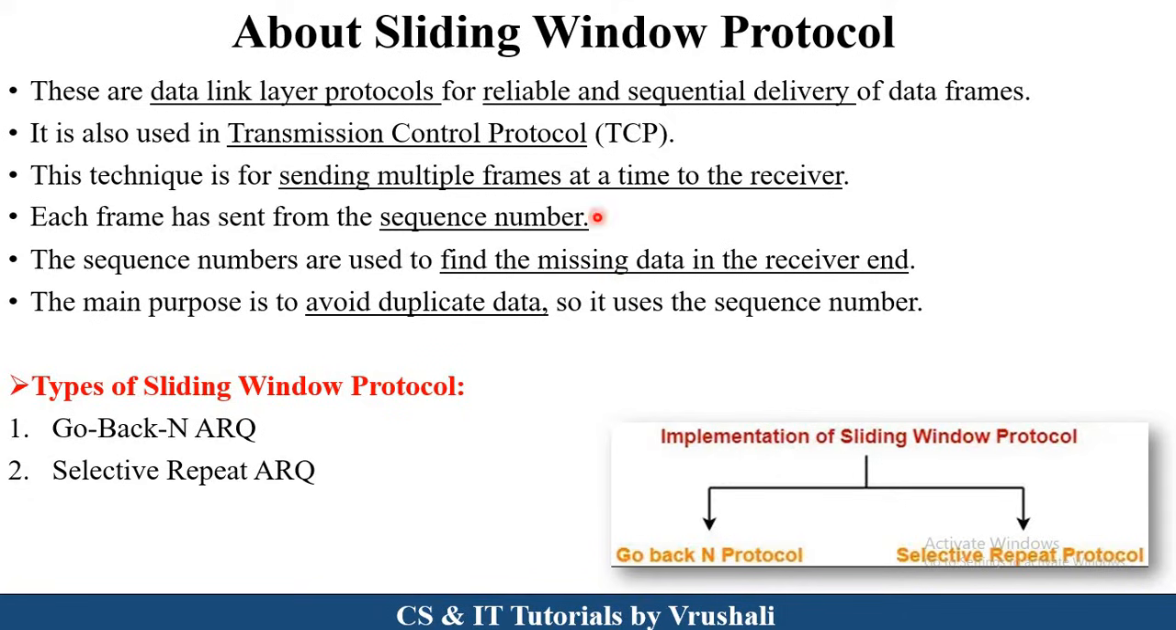So basically, the sliding window protocol sends multiple pieces of information at the same time to the receiver, and it avoids duplicate data. There are two types of sliding window protocol: Go-Back-N ARQ protocol and Selective Repeat ARQ protocol. Let's discuss them one by one.